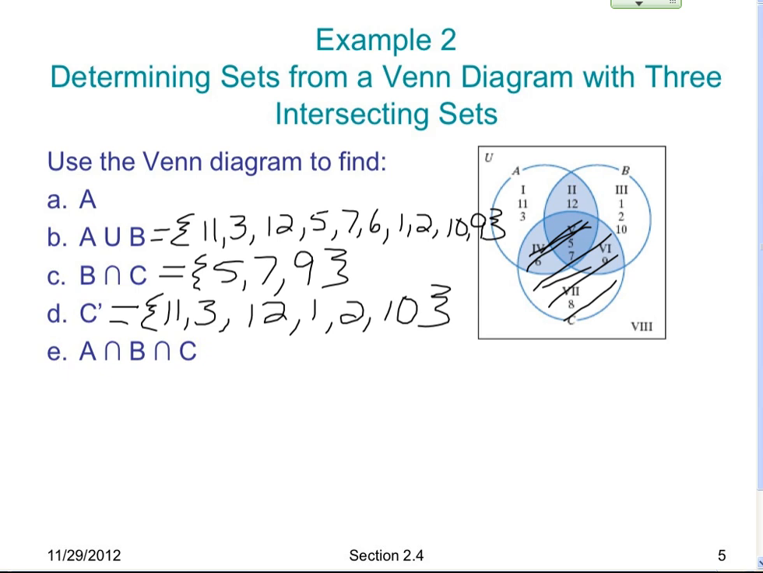Now for A intersect B intersect C, that's the overlap of everything. And in the overlap, we have 5 and 7.